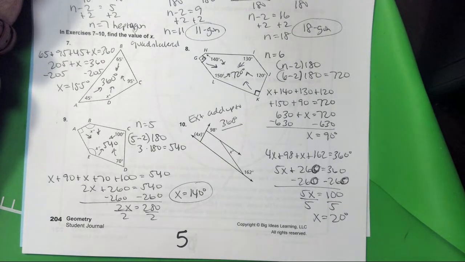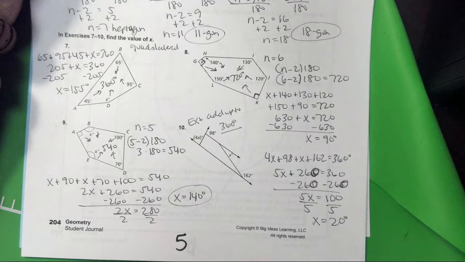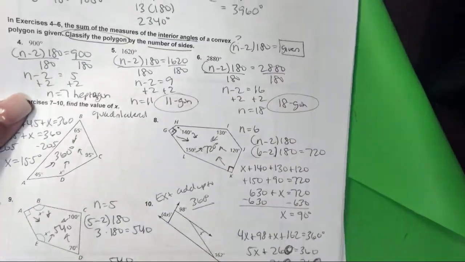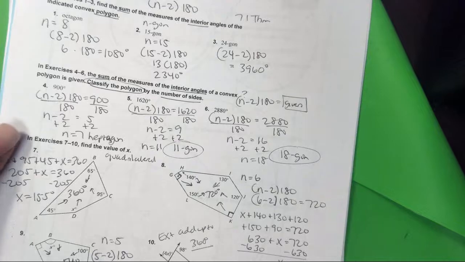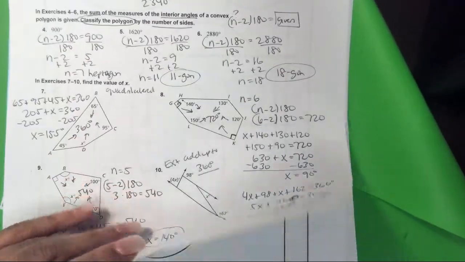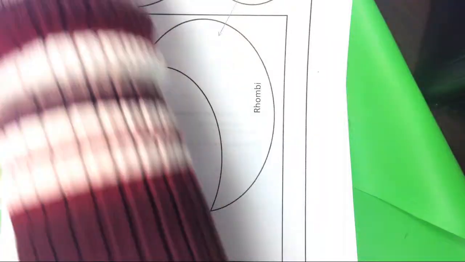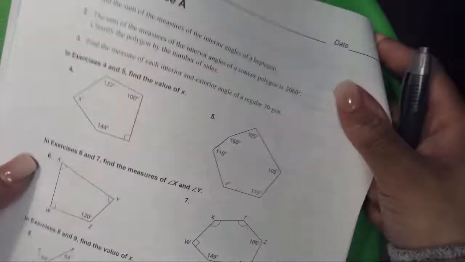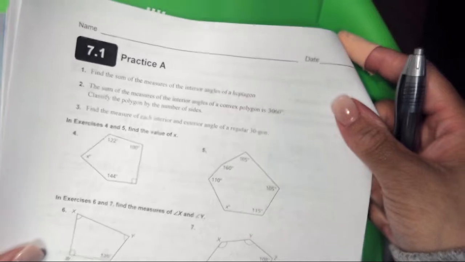And that concludes our 7.1 notes over angles of polygons. The next page is a 7.1 practice that we will do during class, but feel free to do it at home if you're confident enough after doing your notes, and we can always do more practice next class. So here's 7.1. Alrighty, thank you so much.